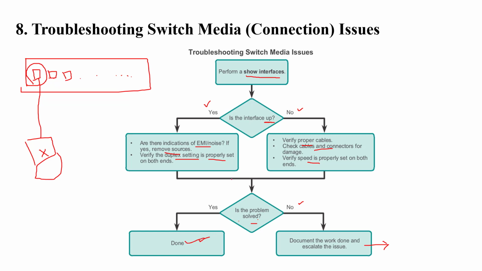If you are still having a problem, you can document it and send it to your administrator, saying we are having this particular problem. So this is a very simple method of how you can troubleshoot a particular interface. I'm taking FastEthernet 0/0. If it is having some issues, you can fix the errors like this.